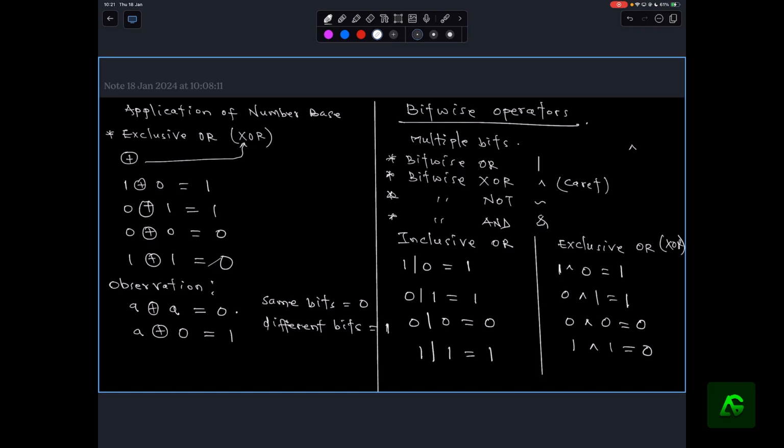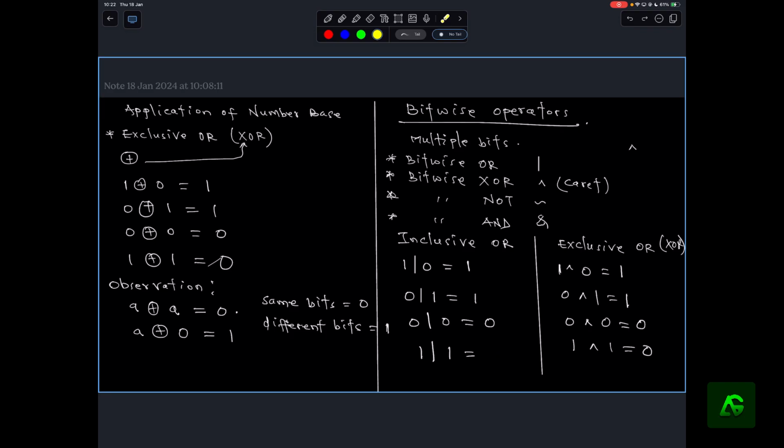So the only difference between inclusive OR and exclusive OR is that 1 XOR 1 gives us 0. Meaning, in our normal addition we write the remainder and carry, but here we did not carry anything. So 1 XOR 1 is 0, but 1 OR 1 will give us 1.